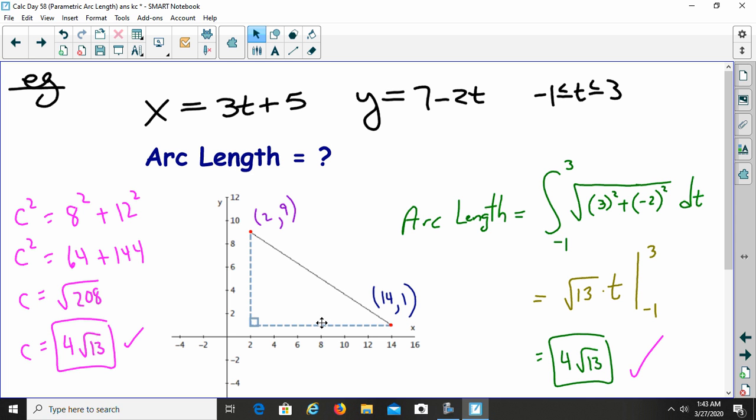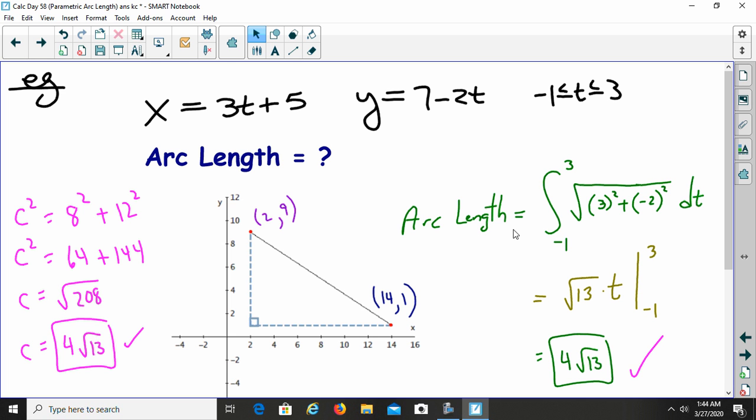Now, because this is a linear graph, I could calculate the arc length by simply using the Pythagorean theorem. I just need to know how big each leg is. If this y-coordinate is 9, and we drop down level with this y-coordinate, which was 1, that makes the height of this triangle 8. So this leg is 8. This x-coordinate is 2, and this x-coordinate is 14. That makes the base 12. So c squared equals 8 squared plus 12 squared. So c, my hypotenuse, which is my arc length, would be 4 square roots of 13.